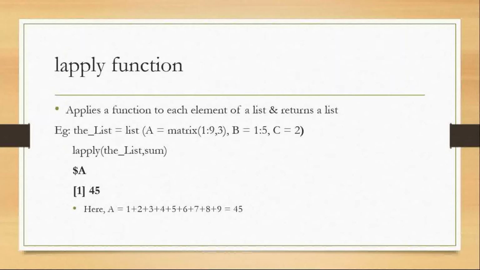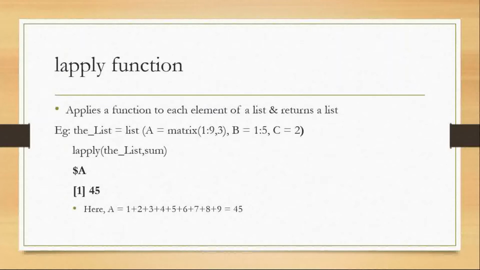So we will continue with the lapply function. This function applies a function to each element of a list and returns a list. In the example shown on the screen, a list with values 1 to 9, 1 to 5 and 2 is created, and the function sum is applied to that list.